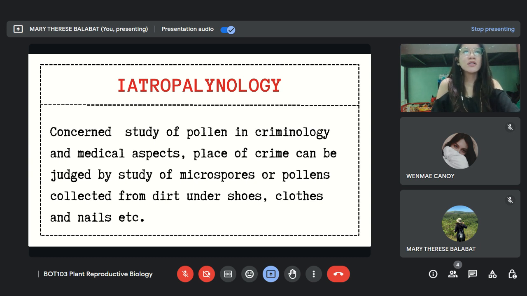It is also the study of pollen grains and spores which cause allergy like eczema, asthma, allergic lung disease, bronchitis, and hay fever, to which humans are also susceptible. So this is related to forensic palynology.